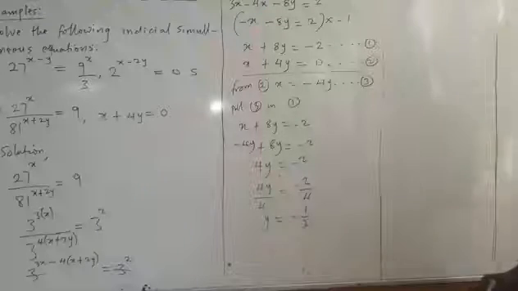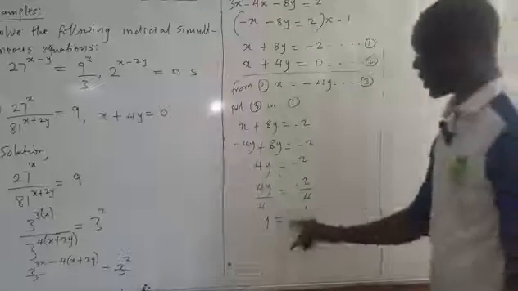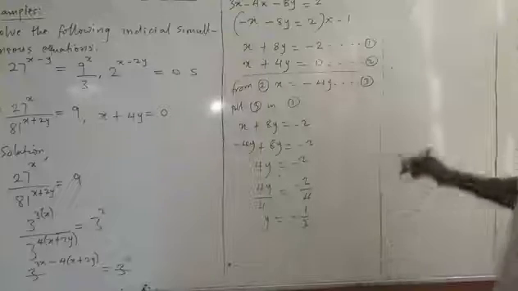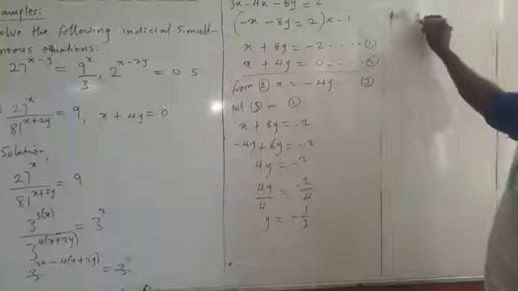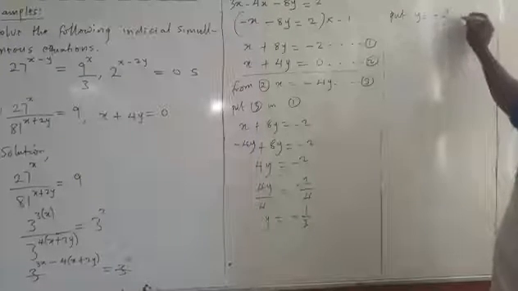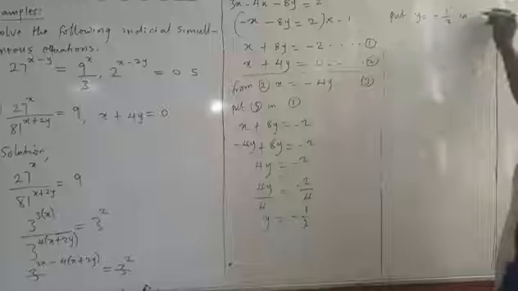So this is the value of y. That's minus 1 over 2. So to get the value of x, you can just put y equals to minus 1 over 2 in equation 3.